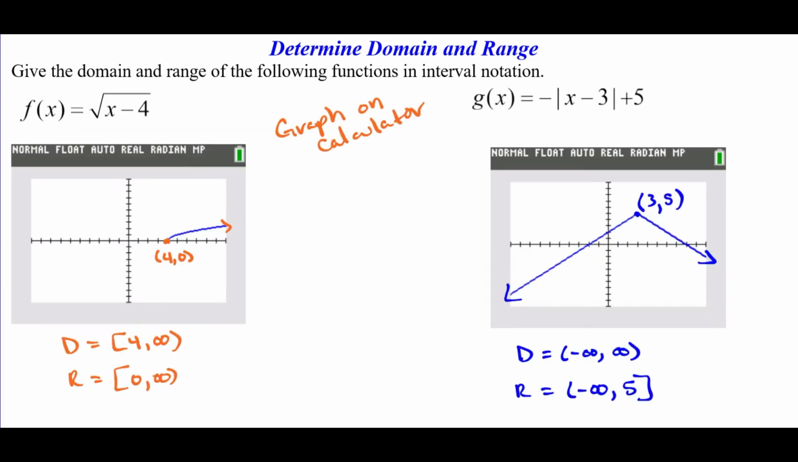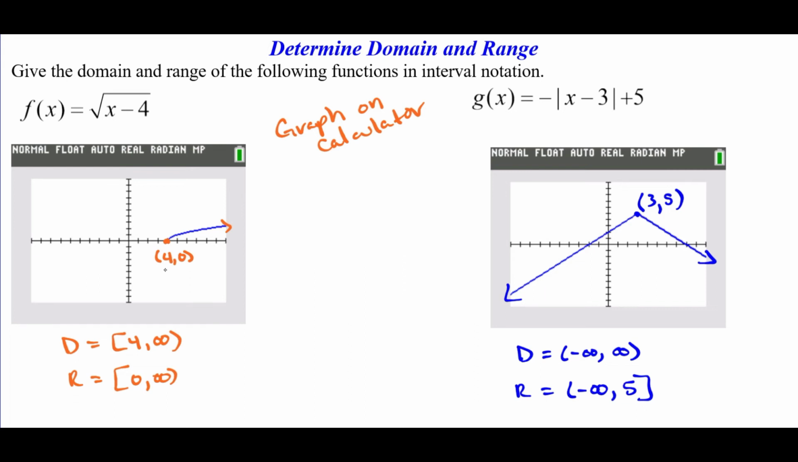A couple more examples here. We want to graph these on our calculator. Remember, at this point, we're finding domain and range from the graph, so if you're just given an equation, you're going to graph it on your calculator. Graphing the square root of x - 4 gives us this graph. We have to think about what's happening on our graph and whether things go on forever. It's hard to tell on your graph. You can try to zoom in and out and get a sense of that if it helps.